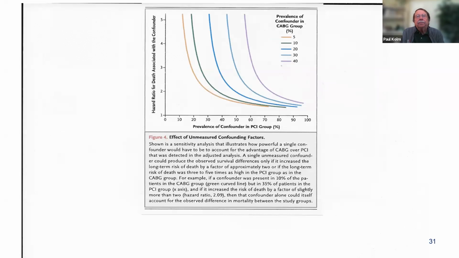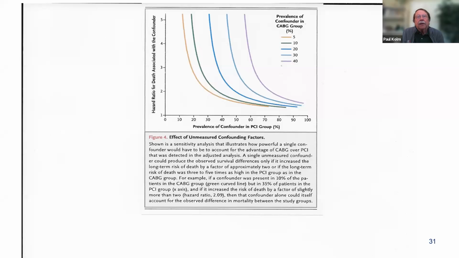And so what we did, or the other statistician actually did, was a sensitivity analysis where we looked at the effect of unmeasured confounding factors. On the plot here, the vertical axis is the hazard ratio for death associated with the confounder, and the horizontal axis is the prevalence of the confounder in the PCI group. And then we have different percentages of the presence of the confounder in the CABG group.